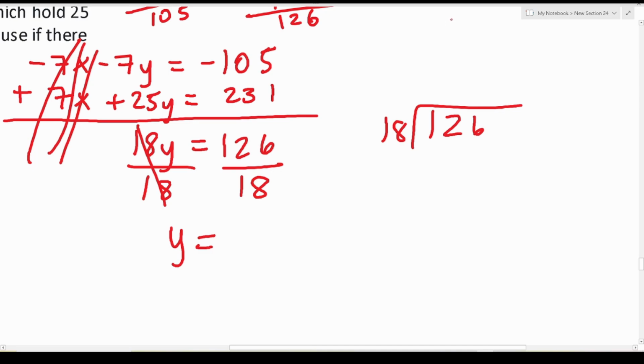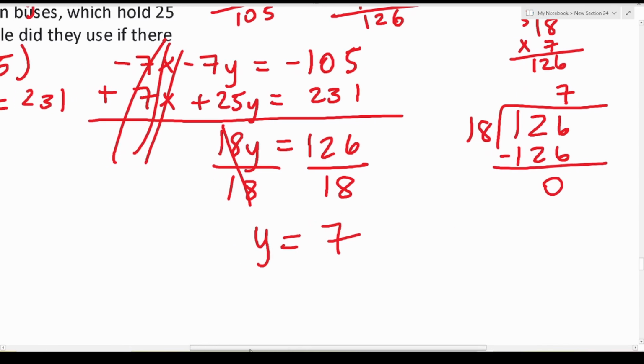So let's go ahead and see if 18 times 7 will give us 126 evenly. 7 times 8 is 56, carry a 5. 7 times 1 is 7, plus 5 is 7, 8, 9, 10, 11, 12. Okay? So 18 times 7 is 126 evenly. So this is 7.